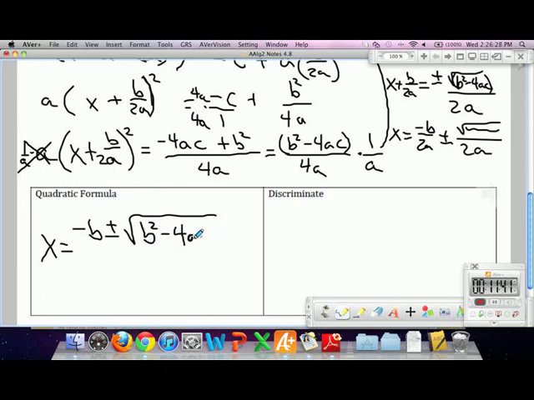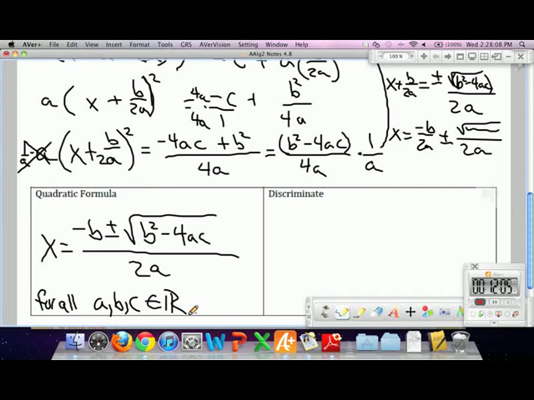This applies for all a's, b's, and c's that are real numbers. This symbol means they can be any real number contained in the real numbers. Any real number this applies to, as long as a is not 0. As long as your leading coefficient's not 0, this applies. If a is 0, then you don't have a quadratic anymore, and the quadratic formula doesn't work.